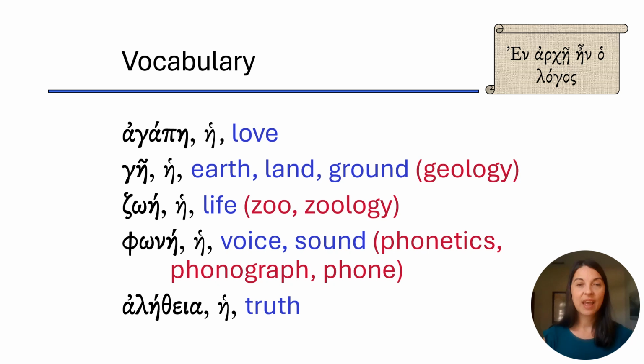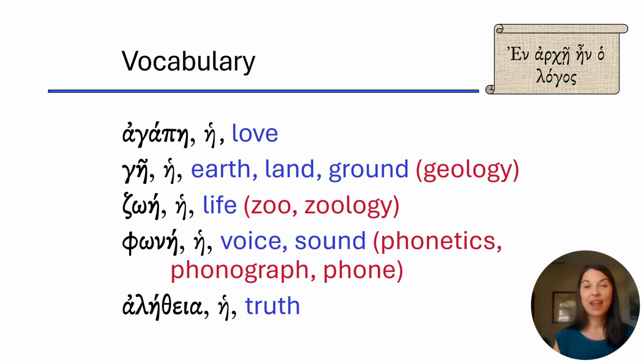So our first word is agape. This is our word for love. Hey, agape. Next is gay. This is the word for earth, land, ground. Hey, gay. We also see the word geology as a way to help us remember that. The words in red are the mnemonics, or similar words in English that can help spur your memory for this Greek word. Next is zoe. Hey, zoe is the word for life. So zoo or zoology, zoe.